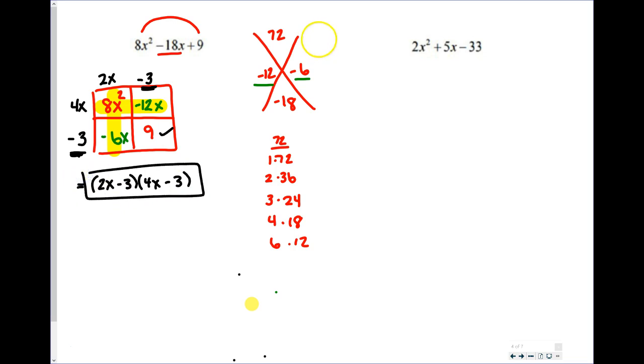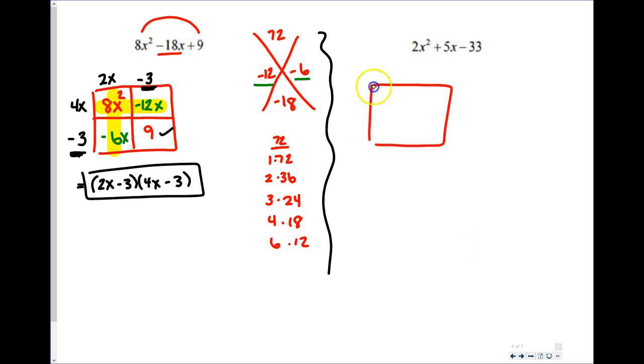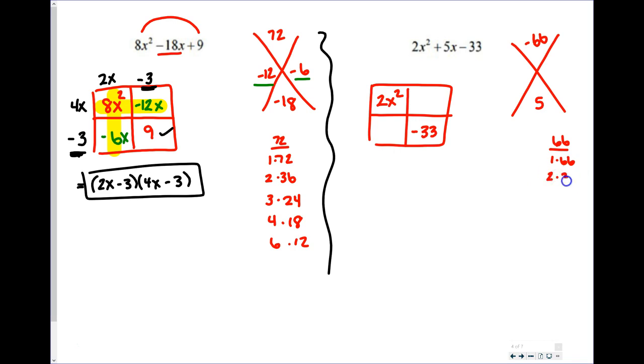All right, let's do one more and then I'm going to show you a next step because there's one more level we have to get to. Okay, so same thing, draw your box. Put your first term here, put your last term here. Now multiply those two terms, -66 and 5. And then you want to go ahead and write out your factors of 66: 1 and 66, 2 and 33, 3 and 22, and 6 times 11.